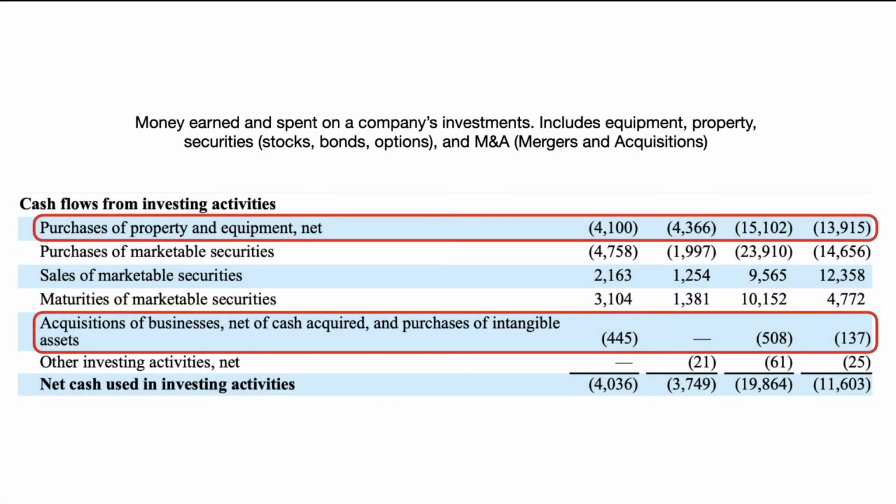Next, we have cash flows from investing activities. This is the section that details the money earned and spent on a company's investments, and it includes the cash inflow and outflow from equipment, property, securities, and M&A, which is mergers and acquisitions. M&A is where a merger, which is when two companies combine, or an acquisition, when one company buys another, is located. So if Facebook were to buy a company like Green Money Inc. for $1 million, that cash expense would show up here in the investing activities section.